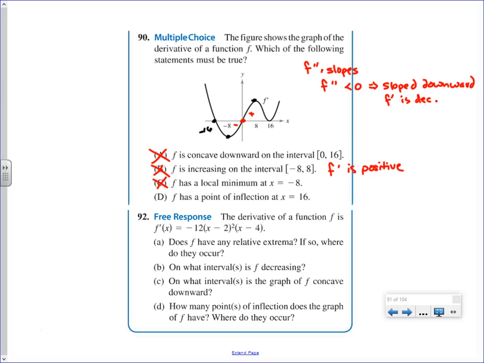And then the last one, F has a point of inflection at 16. Yes, why? F double prime changes from, the slopes are negative to positive. If the slopes go negative to positive, the second derivative changes from negative to positive. Or you could say F prime changes from decreasing to increasing. All of those are reasons to say, booyah. But A, B, and C were all based upon you looking at the graph wrong. Careful, careful, careful.